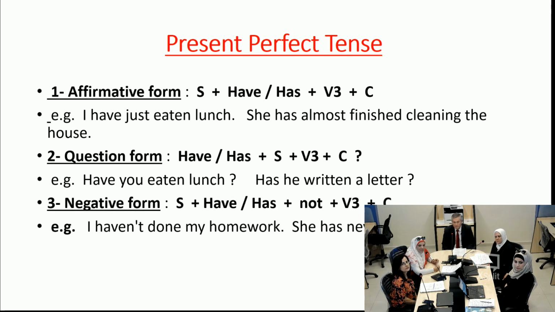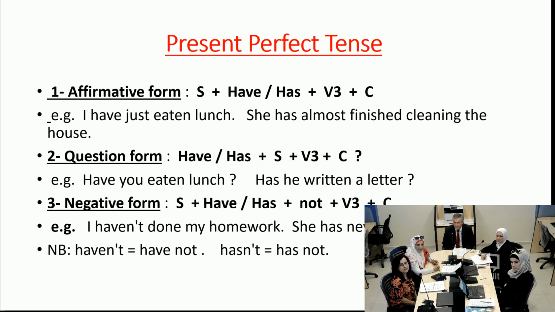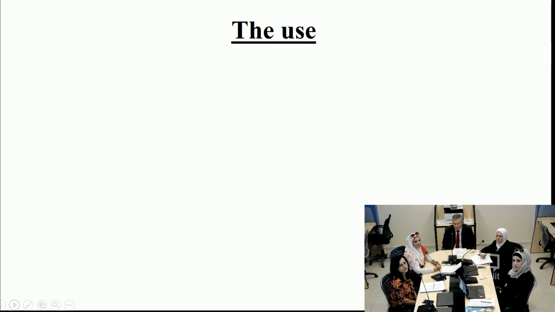Negative form: subject, have or has, not, verb 3, and complement. I haven't done my homework. She has never played tennis, and never here means negative; we can use never for negative meaning. Haven't means have not, and hasn't means has not.